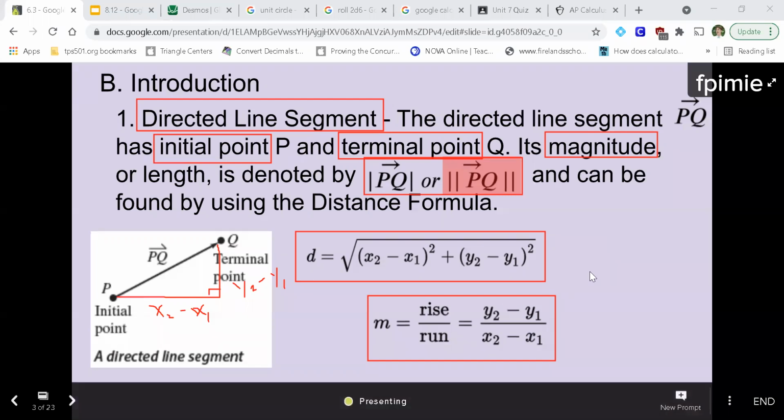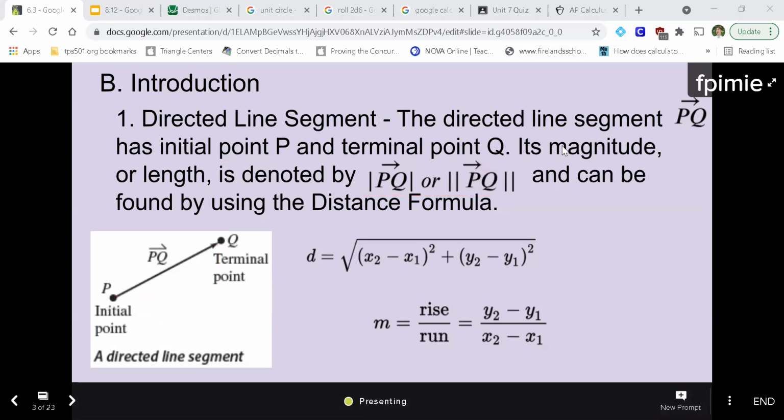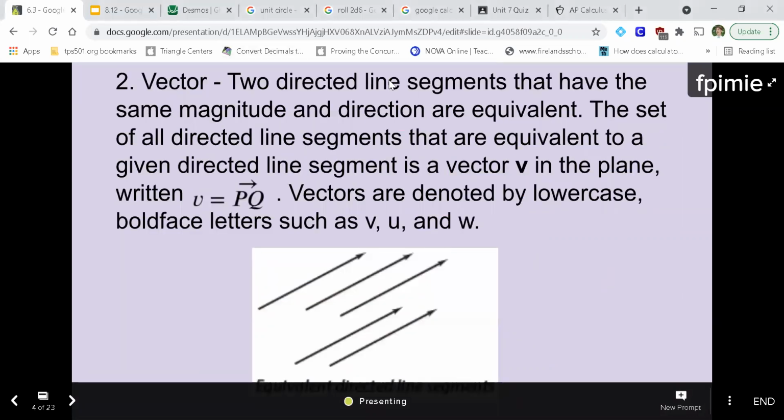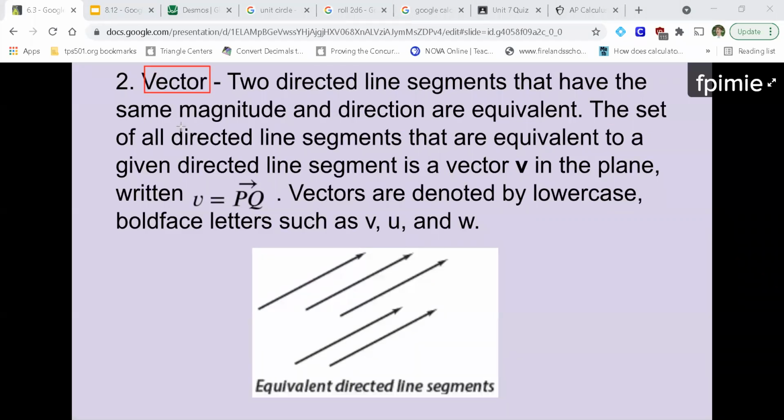All right, questions about this? Anybody need more time to write? All right, so that's a directed line segment. A vector, which is what we're going to care a lot about, has a magnitude and direction. Really, that's all you need on this slide, to be honest. A vector has both magnitude and direction. The rest of this stuff is just like FYI.